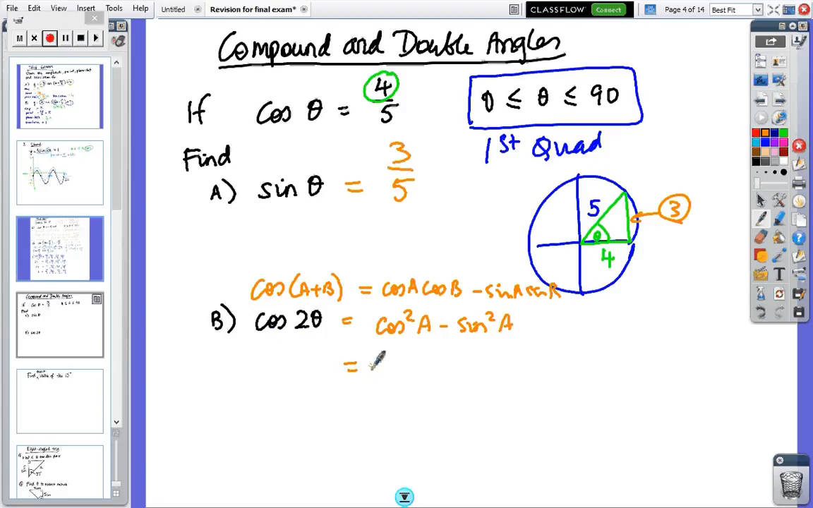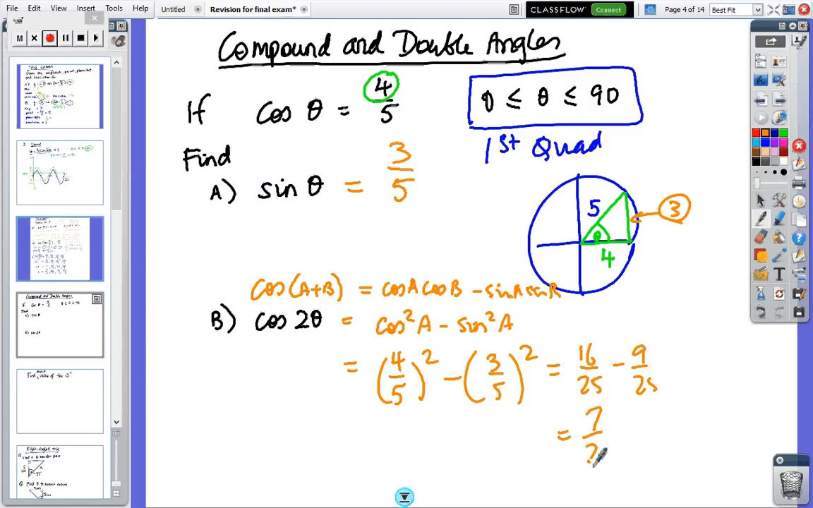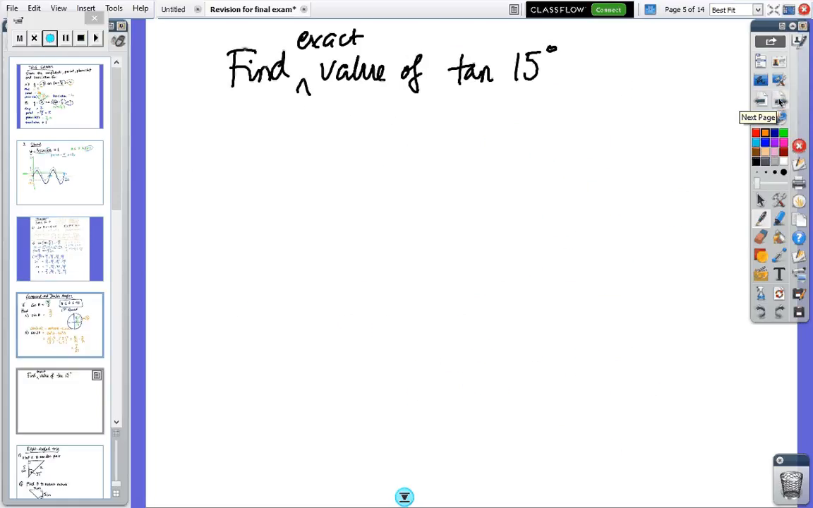So what have we got? We've got 4/5 squared minus 3/5 squared. So 16 on 25 minus 9 on 25 equals 7 on 25. So that's the answer for cos 2 theta. Okay, moving on. Okay, find the exact value of tan 15. So what you're going to do here is use your tan(A minus B) formula. Okay, so have a go, and when you're ready, come back.